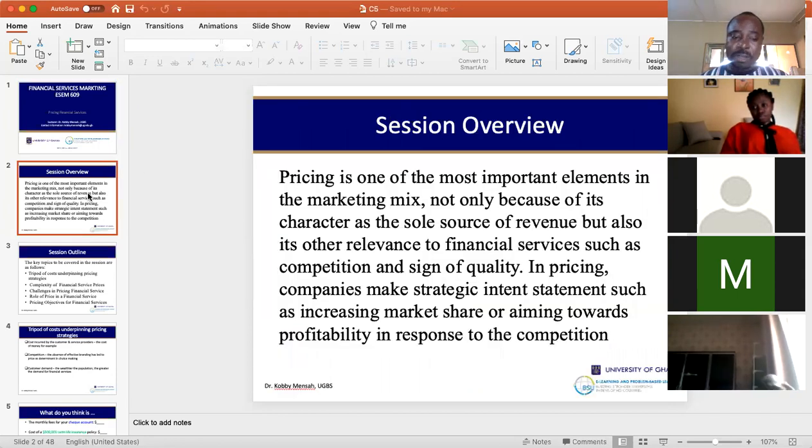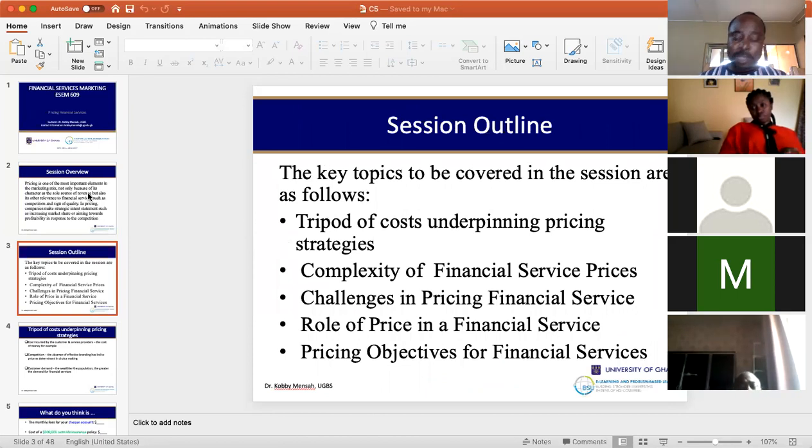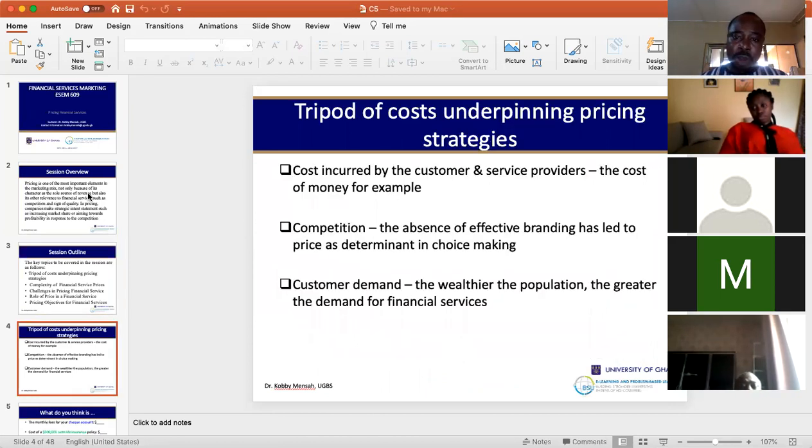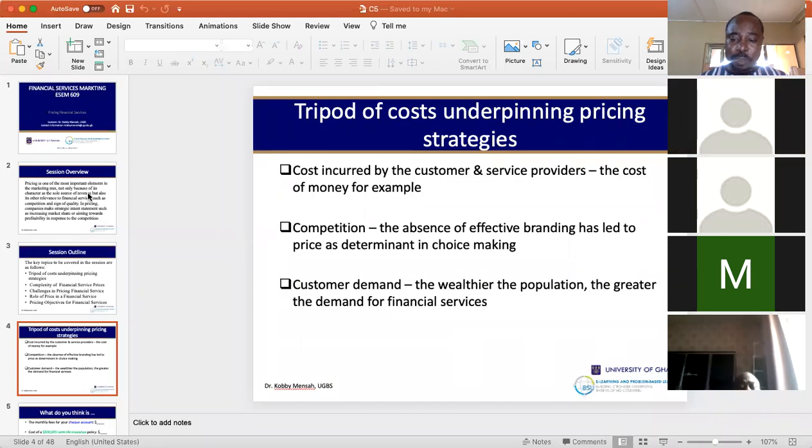So if you look into financial services pricing, we say that you have a tripod of price determinants. One, the cost incurred by the customer and the service providers, the cost of money, for example. Two, competition, which is the responses from other brands. And then of course the customer demand, that is the characteristics of the customer, the typology of the customer. So you heard Michael saying, depending on the type of customer, whether you're a Coca-Cola or a Coca-Cane, it would factor into their price estimate.